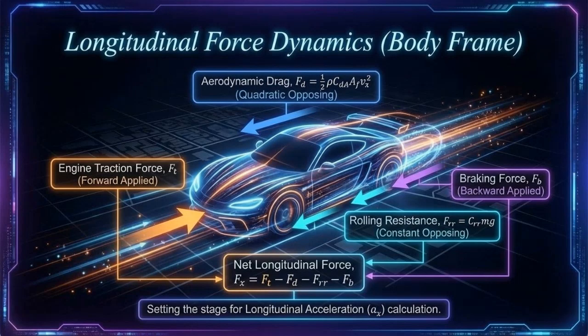We begin by identifying all longitudinal forces acting on the vehicle in the body frame along the forward direction. There are 4 contributors. First is the engine traction force, which pushes the vehicle forward. Second is aerodynamic drag, which grows with speed and always opposes motion. Third is rolling resistance, a nearly constant force resisting tire motion. Fourth is the braking force, which also acts opposite to forward motion. These forces combine to form the net longitudinal force. Spoken mathematically, the net forward force equals traction force minus aerodynamic drag minus rolling resistance minus braking force. This net force determines the longitudinal acceleration of the vehicle and sets the foundation for the equations of motion that follow.